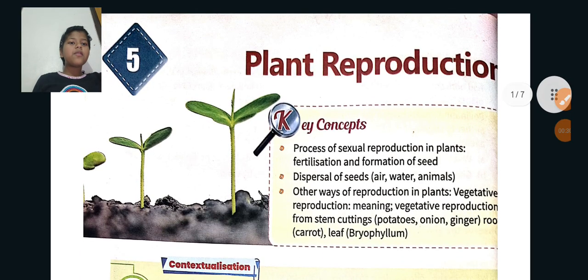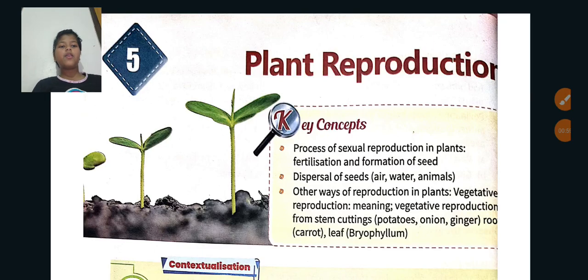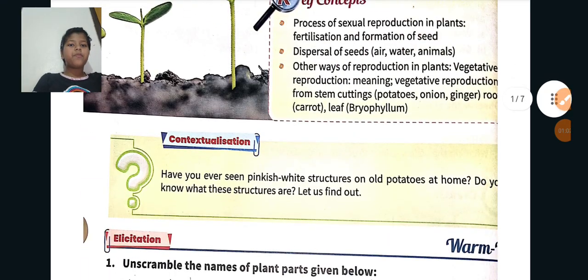Now here, plant reproduction. In this chapter, we will study the process of sexual reproduction in plants, fertilization and formation of seeds, and dispersal of seeds by air, water and animals. Other ways of reproduction in plants, like vegetative reproduction through stem cuttings, potato, onion, ginger, root, carrot, leaf, bryophyllum. Okay, so now let's start.